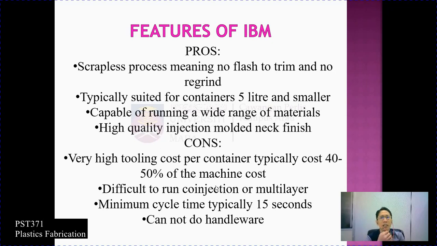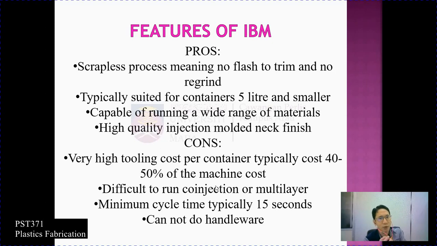Typically suited for containers of 5 liters and smaller. As compared to extrusion blow molding, you can extrude blow parts from very small to very large. However, injection blow molding can only produce parts of 5 liters and smaller. It is capable of running a wide range of materials because we don't require the material to be hanging, so there is no issue with the sag point. High quality injection molded neck finish as compared to extrusion blow molding.